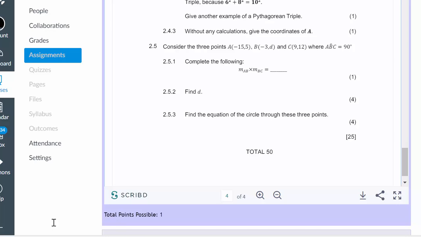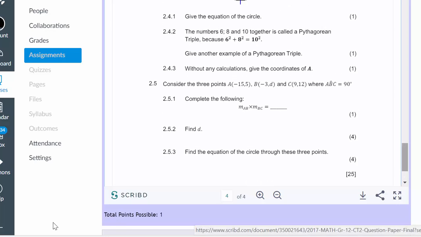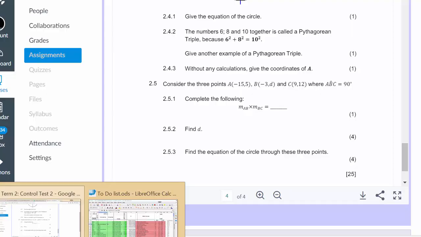Now let's get to the last part of this question. It says, find the equation of the circle through these 3 points. Now what you should notice is that we have a 90-degree triangle. So a circle through a 90-degree triangle. So I've got, let's draw something.